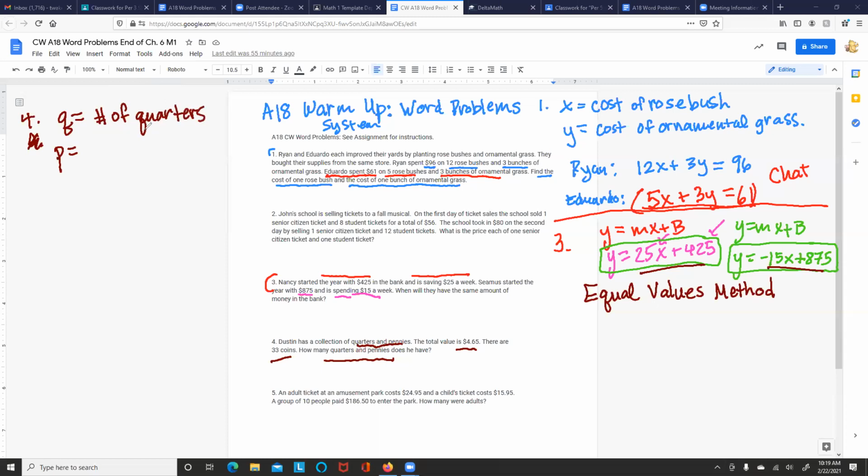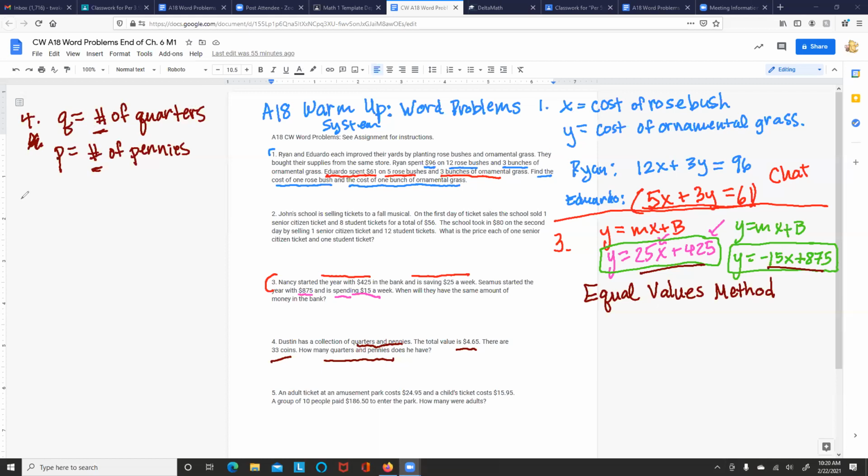Quarters and pennies. Number of quarters, number of pennies. Exactly. Q is going to be the number of quarters and P is going to be the number of pennies. Not how much they're worth, but the number. So make sure you put the number, okay? So Q is going to be the number of quarters and P is going to be the number of pennies. Okay, well, how much are quarters worth, guys?